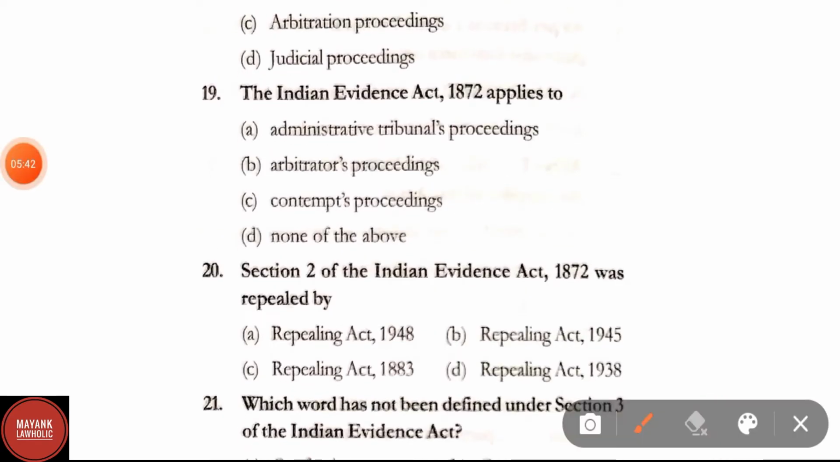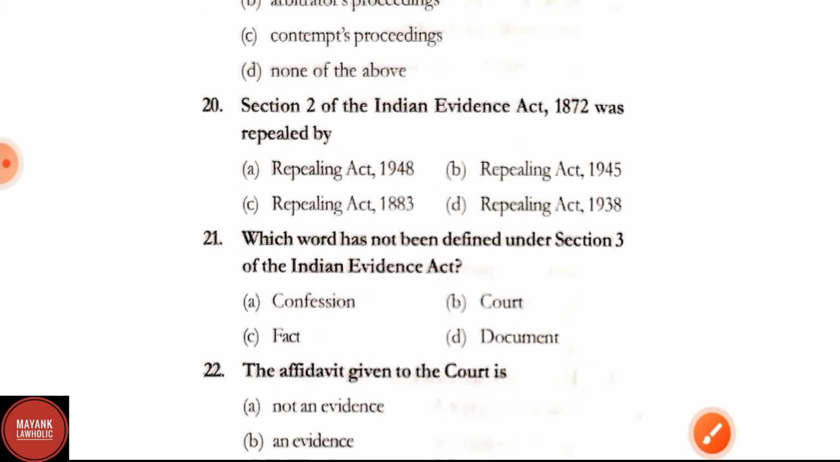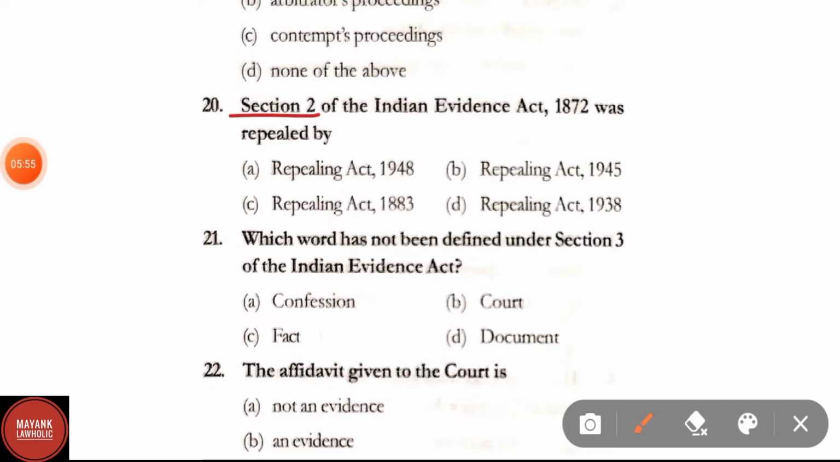Question number 19. The Indian Evidence Act 1872 applies to administrative tribunals proceedings, arbitrators proceedings, contempt proceedings, none of the above. Here correct answer is option D, that is none. Question number 20. Section 2 of the Indian Evidence Act was repealed by. Section 2 was repealed by Repealing Act of 1938.